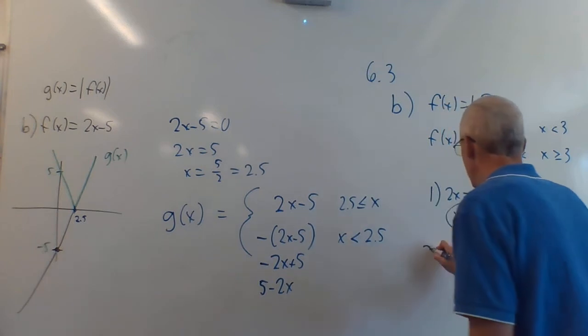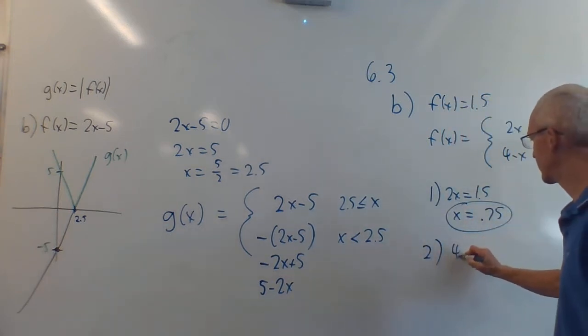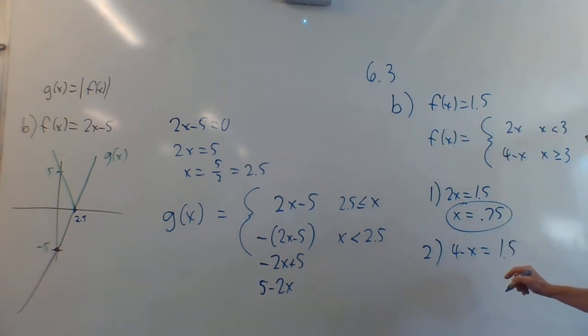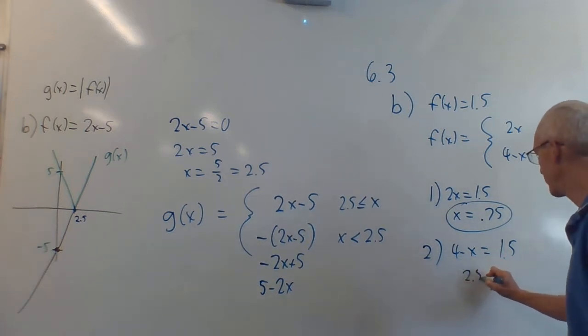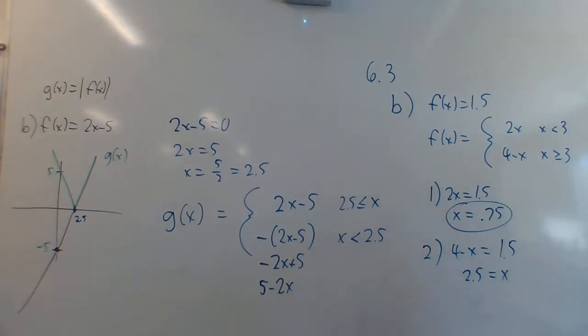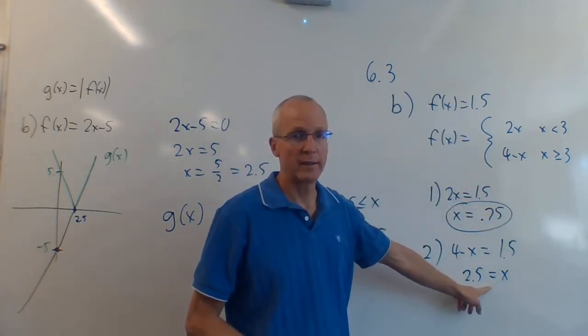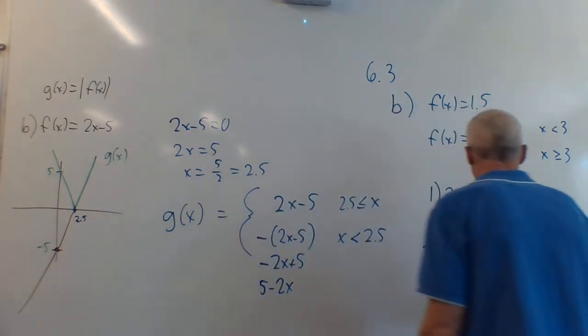Okay, let's see if the next one works. So for part 2, when is 4 minus x equal to 1.5? So let's put the x over here and the 1.5 over there. Okay, 4 minus 1.5 is 2.5. 2.5 equals x. Does that make sense? Yeah, of course. 4 minus 2.5 is 1.5. Is 2.5 greater than or equal to 3? Right? This formula is only good when x is greater than or equal to 3. But here x is 2.5. That's not greater than or equal to 3.